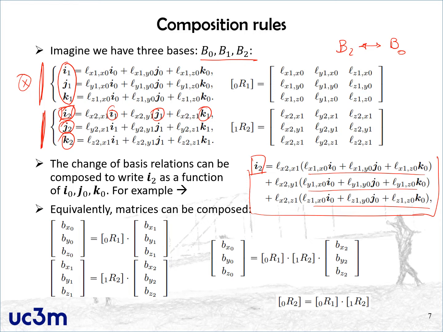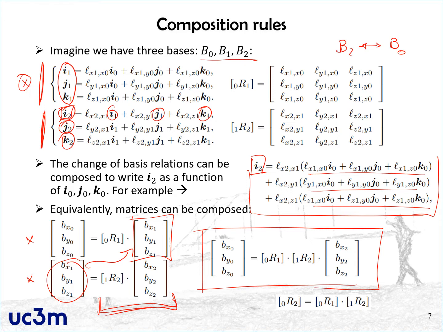Equivalently, we can do this in matrix notation. So if we have the notation for the rotation matrices 0,1 and 1,2, we know that we can compose these relations. Basically, we need to plug this in here. So we replace this column vector with this expression. And what we have is an expression that allows us to compute the components in basis 0, here on the left, from the components in basis 2, here on the right. The product matrix that appears here is, by definition, the matrix R02.